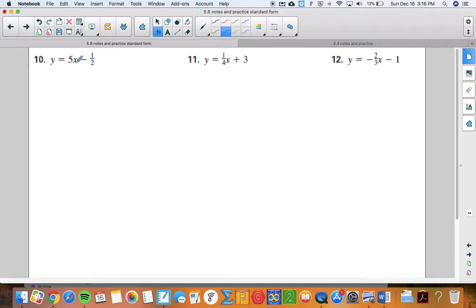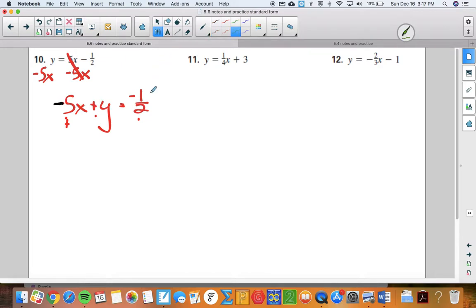Let's try number 10. So there's an x on the right, so I need to undo that because I want the x's on the left. So when I undo it from the right, I have to subtract 5x also on the left. So I get negative 5x plus y, because the y is positive, equals negative 1/2. So remember, A, B, and C, my coefficients here, there, and there, have to be integers. And the A one right here has to be positive. So I have 2 issues. A here is negative. Any other value, the coefficient of y and this number can be negative, but this one is negative, and that's a problem.